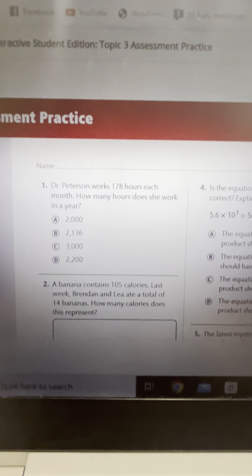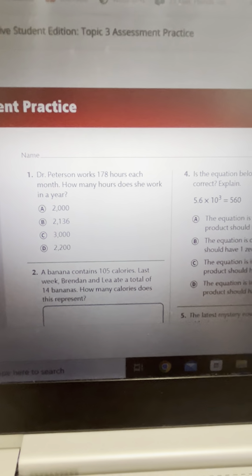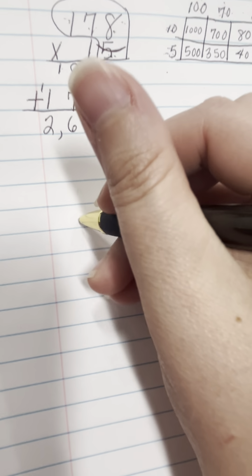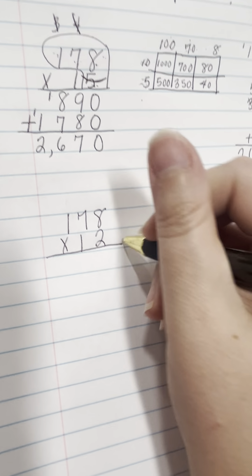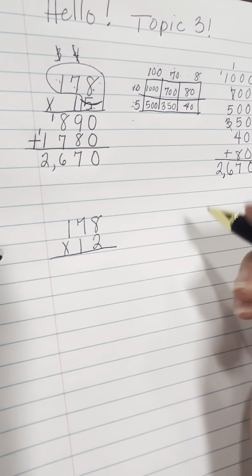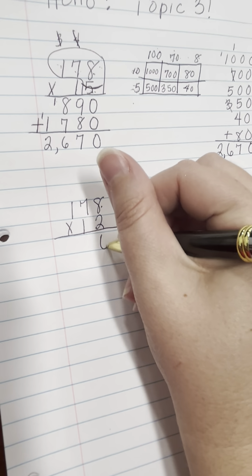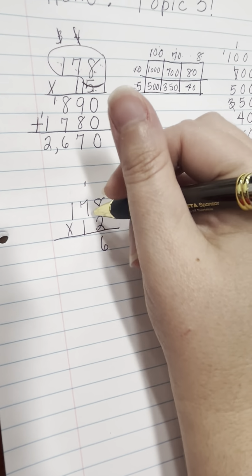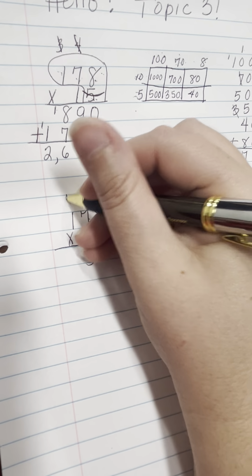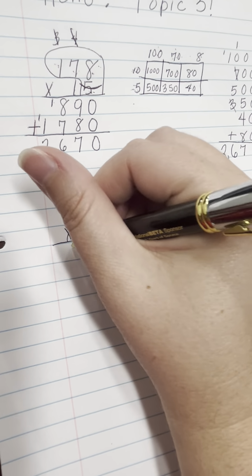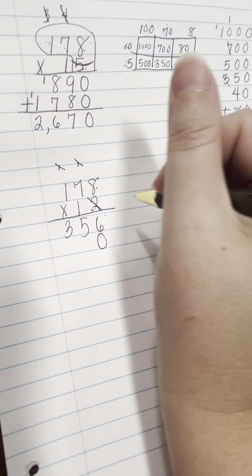First one says, Dr. Peterson works 178 hours each month. How many does she work in a year? So there's 12 months in a year. We would do 178 times 12. For the review, I'm going to stick to the standard algorithm. If kids want to do the box method, they are more than welcome to do that. 8 times 2 is 16, and you carry. 7 times 2 is 14, plus 1 is 15, carry. 1 times 2 is 2, plus 1 is 3. Lay me an egg. I'm done with that.